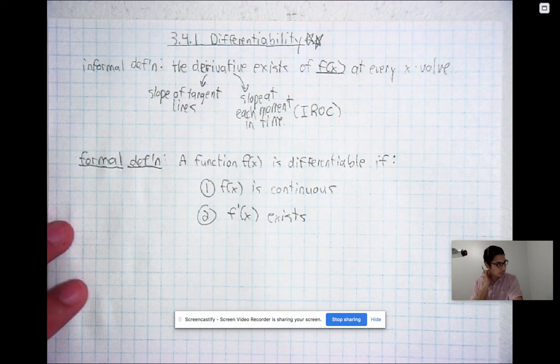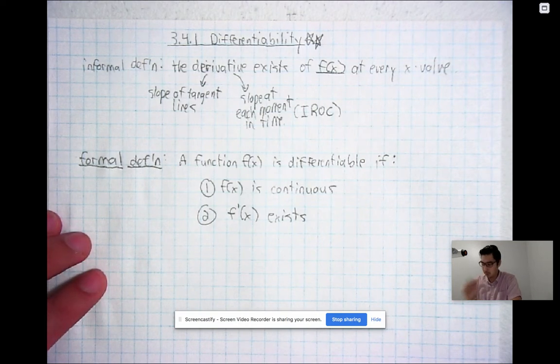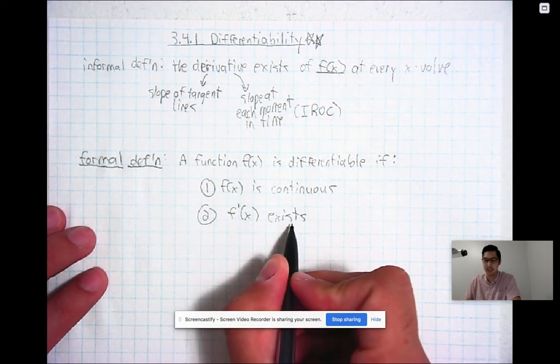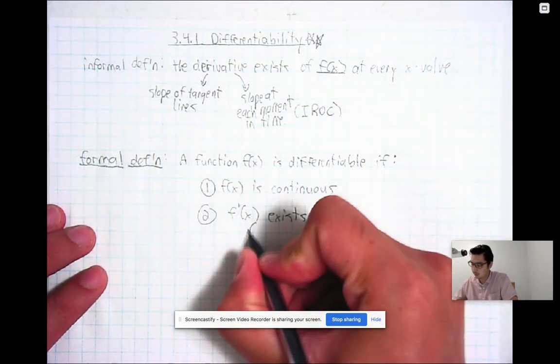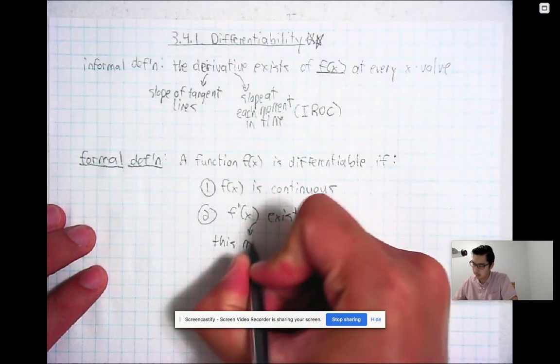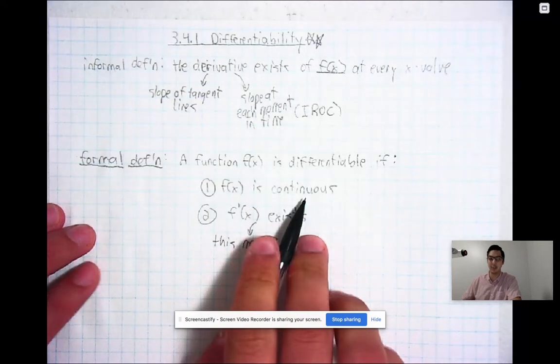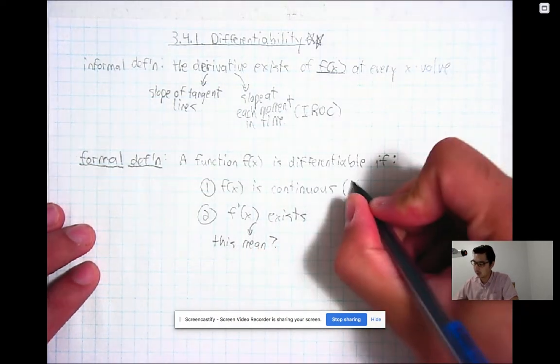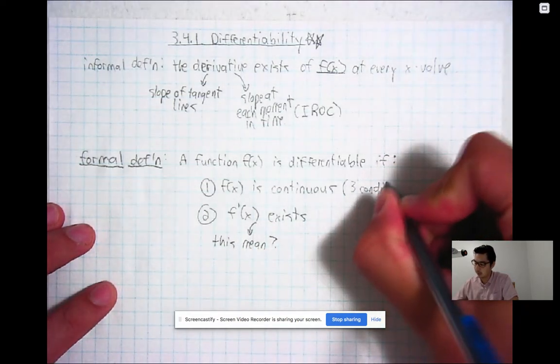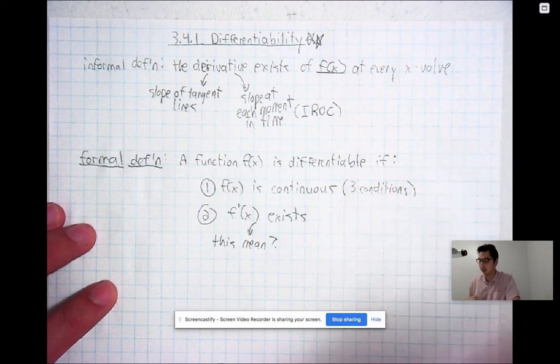Now, what does it mean for a derivative to exist? Because we've talked about what it means to be continuous. Continuous has the 3 conditions. So hopefully you remember those, refresh your notes on those.